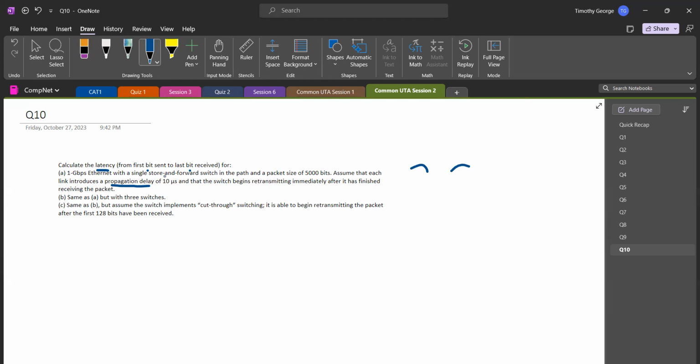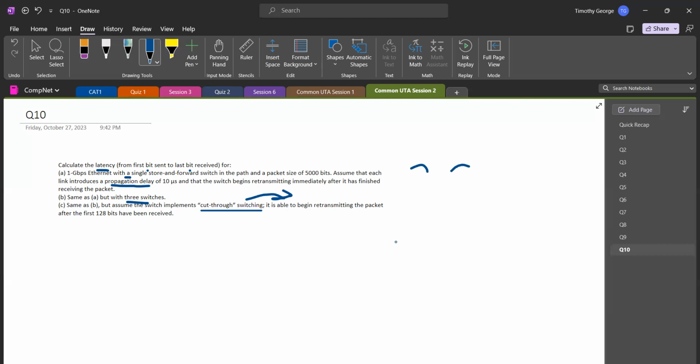Same as in A, but on three switches. So here we had how many switches? We had a single switch. So you had one switch. Three switches, same as B, but assume cut-through switching. Now, this is something we're not seeing because we've only seen circuit switching and packet switching. But they've explained what cut-through means. It is able to begin retransmitting the packet after the first 120 bits have been received.